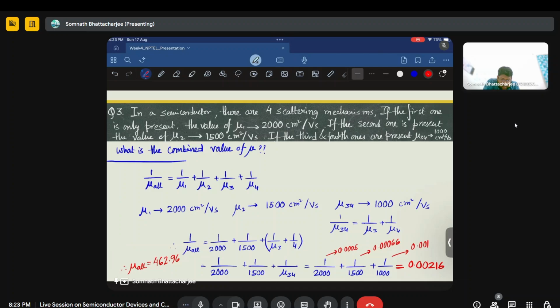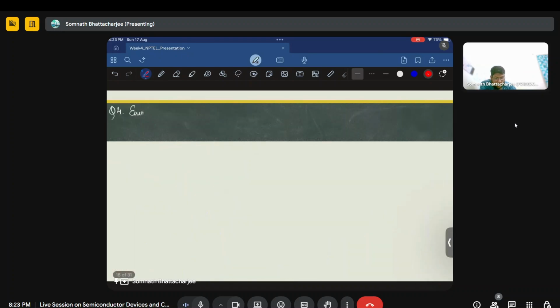So it was coming out to be 461.538, because this is 666 dot dot. By inversing this value, we are getting this value. Is it okay now? Yes, sir. We needed to get this value, the mu all, for all the scattering mechanisms, and in that case I inversed it, but I haven't written that, so the value will be like this.